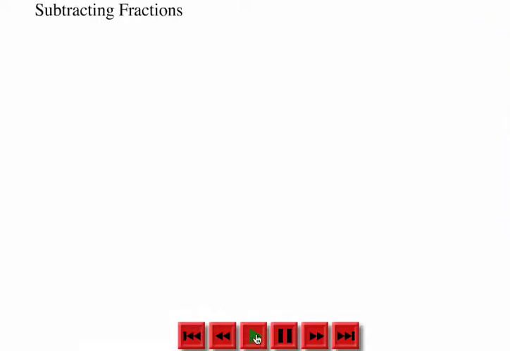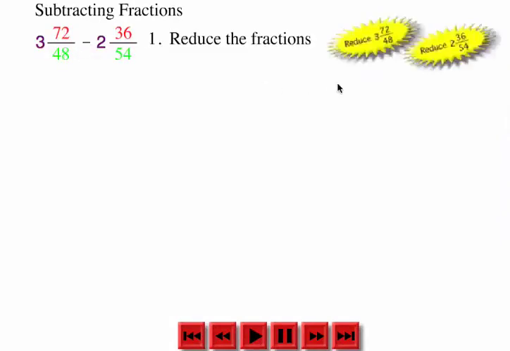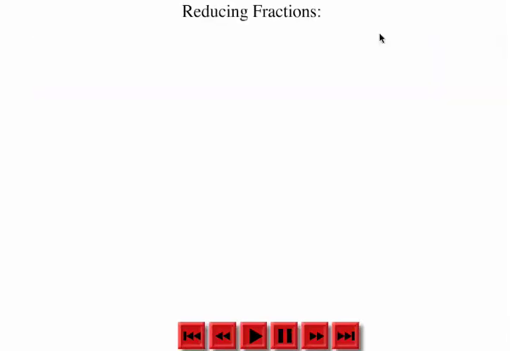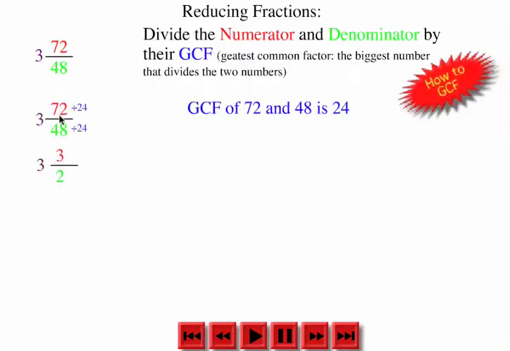Okay, we're subtracting fractions, and so 3 and 72/48 take away 2 and 36/54. So step one is we want to reduce the fractions. So 3 and 72/48, what you want to do is divide the top and bottom once again by the greatest common factor, which is 24. So we divide the 72 by 24 and we divide the 48 by 24, giving us 3 and 3/2.